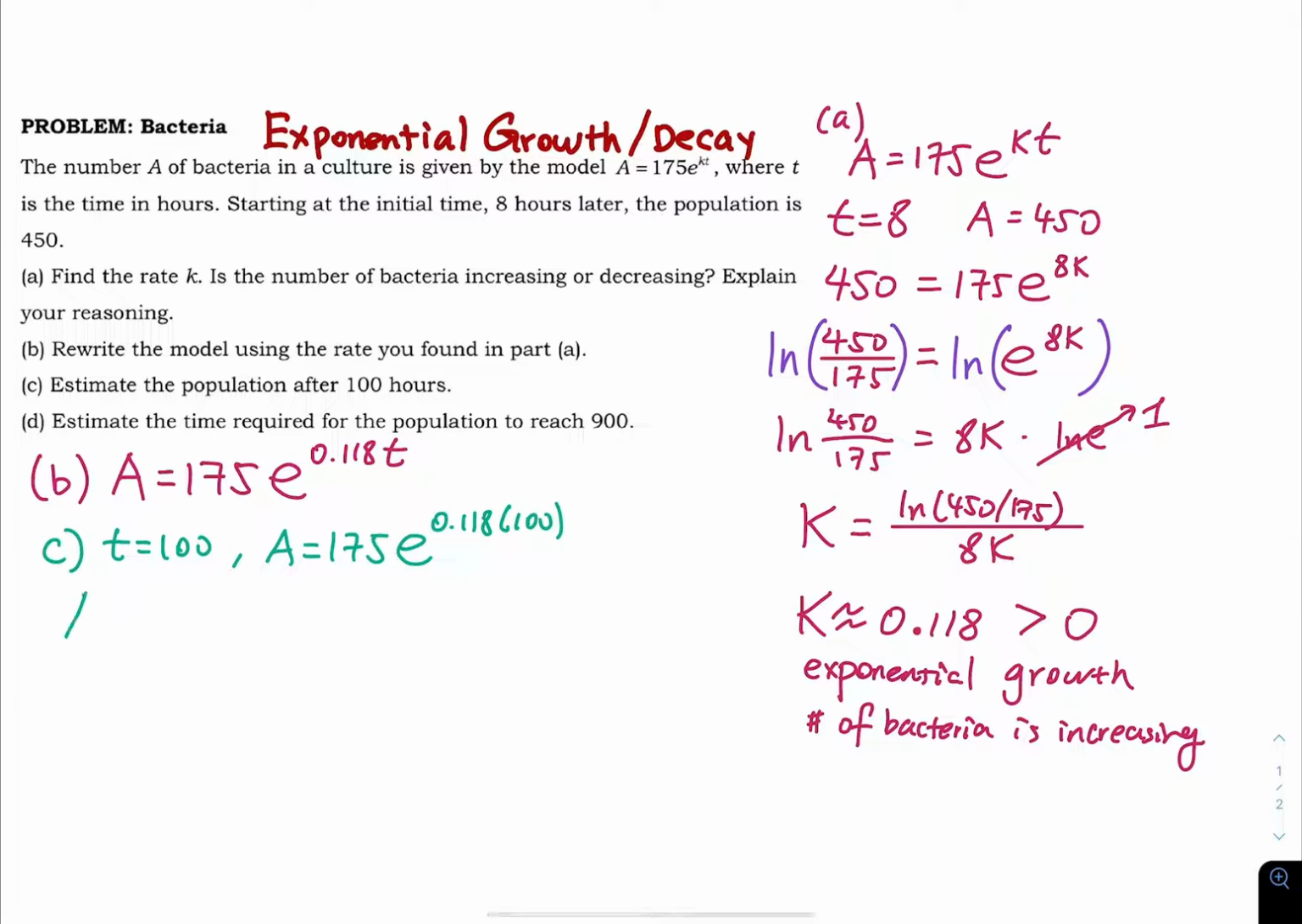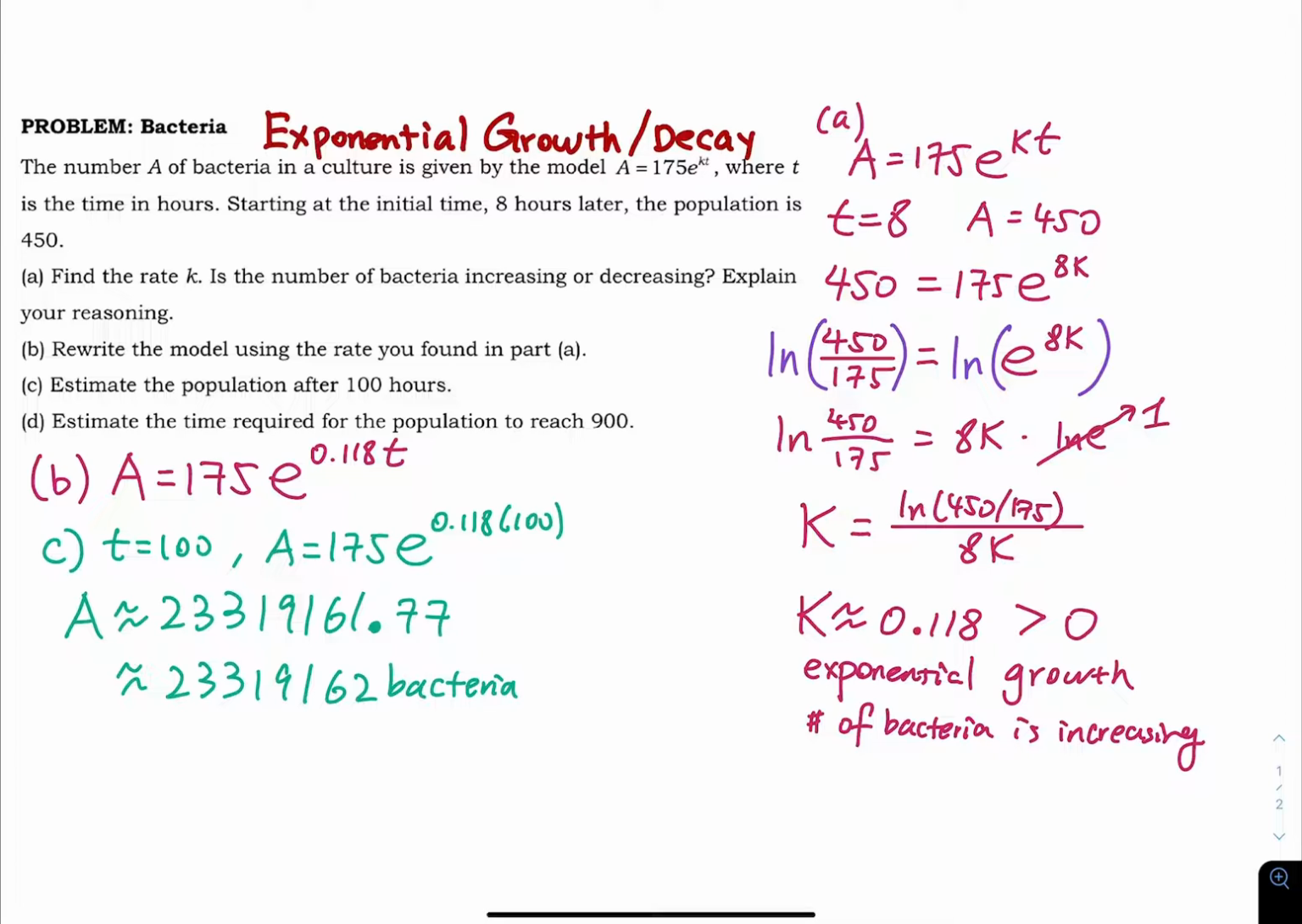Approximate that, it is a pretty large value. I did that already. So that is what I got, 19161.77. That is the number of bacteria. Bacteria cannot be 0.77, right? So you have to round this to the nearest integer. So that is 19,162 bacteria. After 8 hours, I mean after 100 hours, there are that many bacteria.